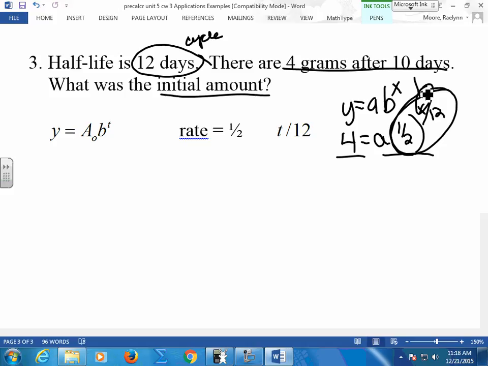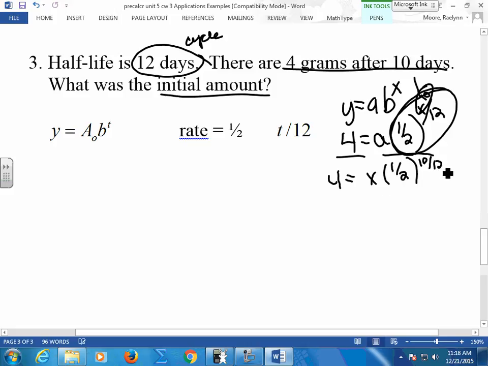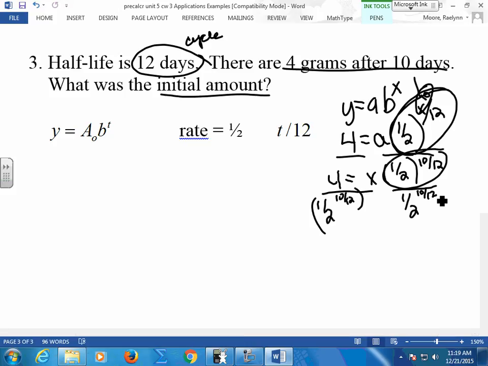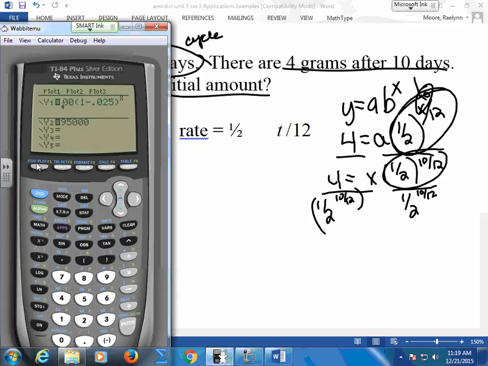Now, you have a choice. You can put this in your y1 and your y2 because you only have one x value and you can see where they intersect. Or because this is here, you can divide both sides by this, 1/2 of this. You can do 1/2 raised to the 10 over 12. You can do it either way. You can put it in your calculator and see where they intersect, or you can do this one algebraically and get this one. And let's put this in your calculator as well.